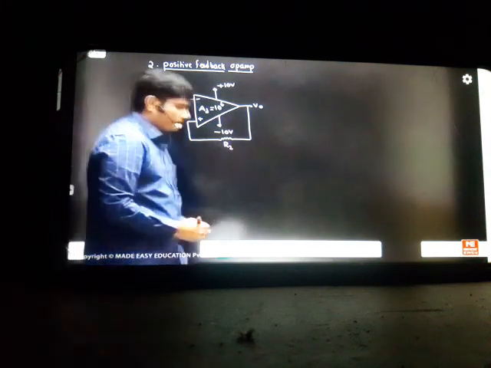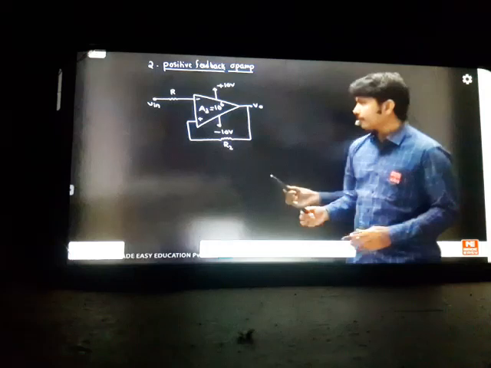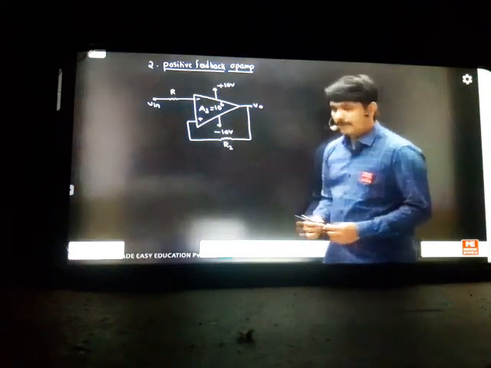This is your input. The only thing is, positive feedback means you have to close the loop on the positive side to the output. This is called positive feedback in electronics. Positive feedback means very simple: you just have to connect the output to the input on the positive side. We are applying positive feedback here.